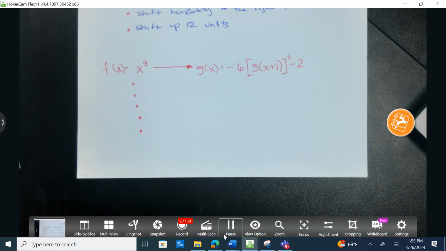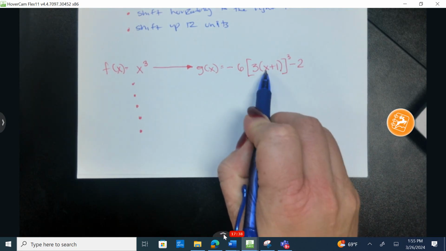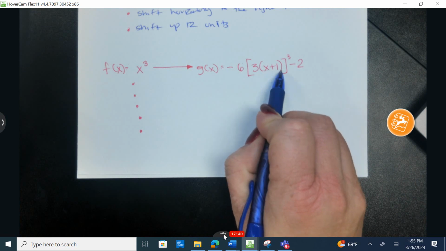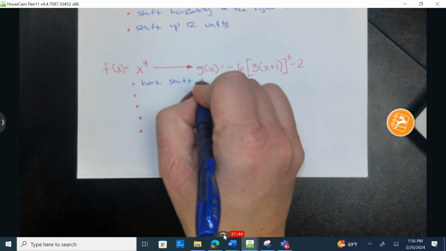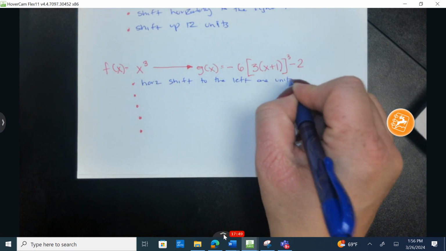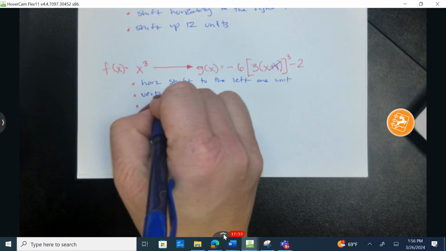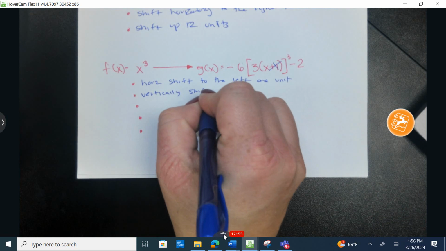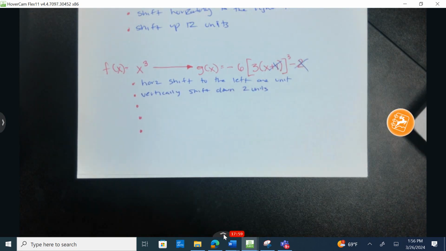Okay, let's start with the obvious here. The obvious is inside from this original function. I am going to say not move to the right horizontally 1 unit. It's going to be horizontally shift to the left 1 unit. And it may help you to cross that out. And we're going to vertically shift down 2 units. Okay, got that.